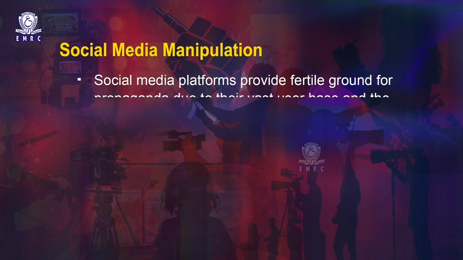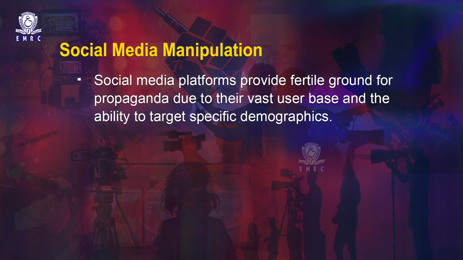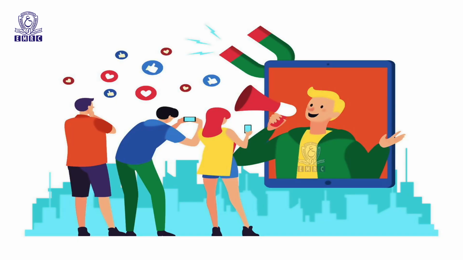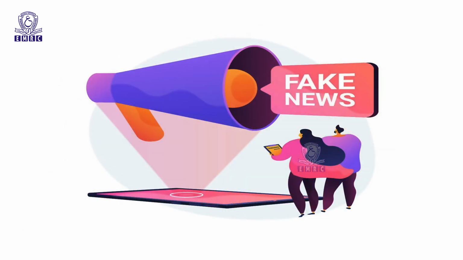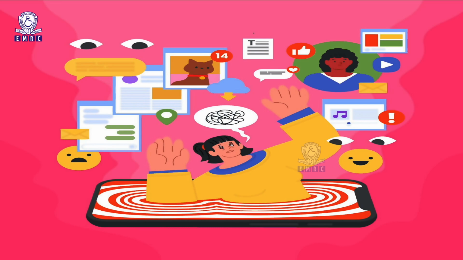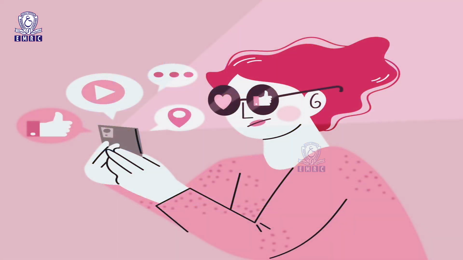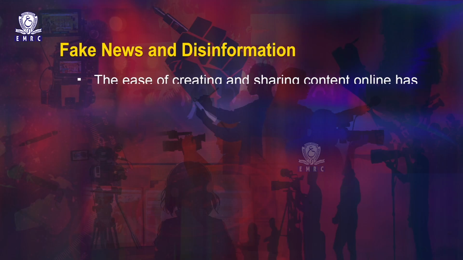Social media manipulation. Social media platforms provide fertile ground for propaganda due to their vast user base and the ability to target specific demographics. Propagandists can create and spread content that aligns with their objectives, reaching a global audience. Examples include the spread of misleading information, fake news, and the use of memes or viral content to shape public opinion.